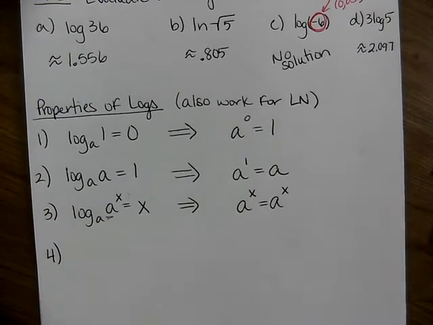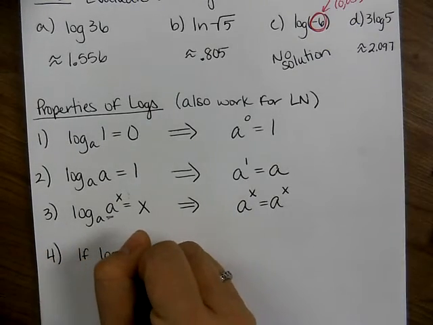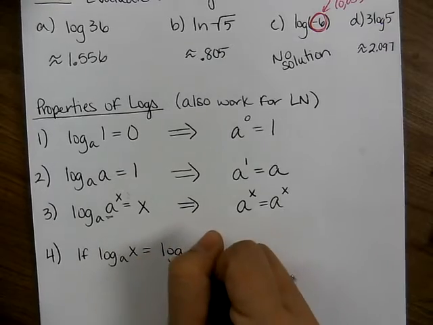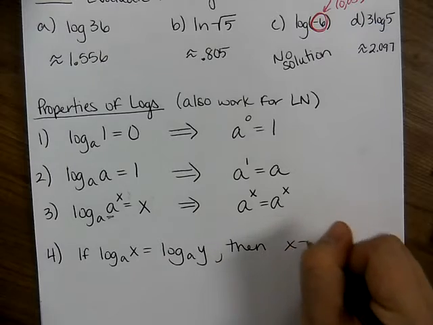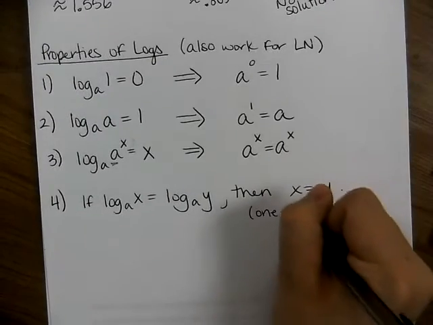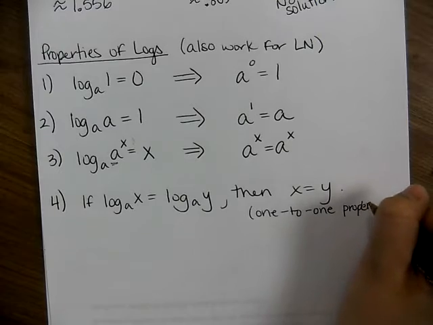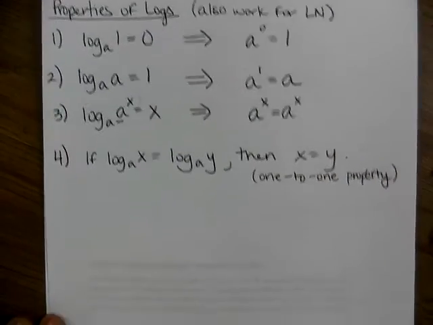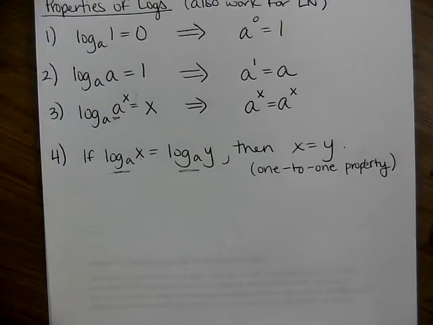All right, property number 4. If log base a of x equals log base a of y, then x has to equal y, okay? This is called the one-to-one property. And this is going to come up a lot when we go to solve these. Okay, so the one-to-one property says that if the bases match, then x and y have to be equal to each other, okay? Everybody all right with that? Okay, turn the page.